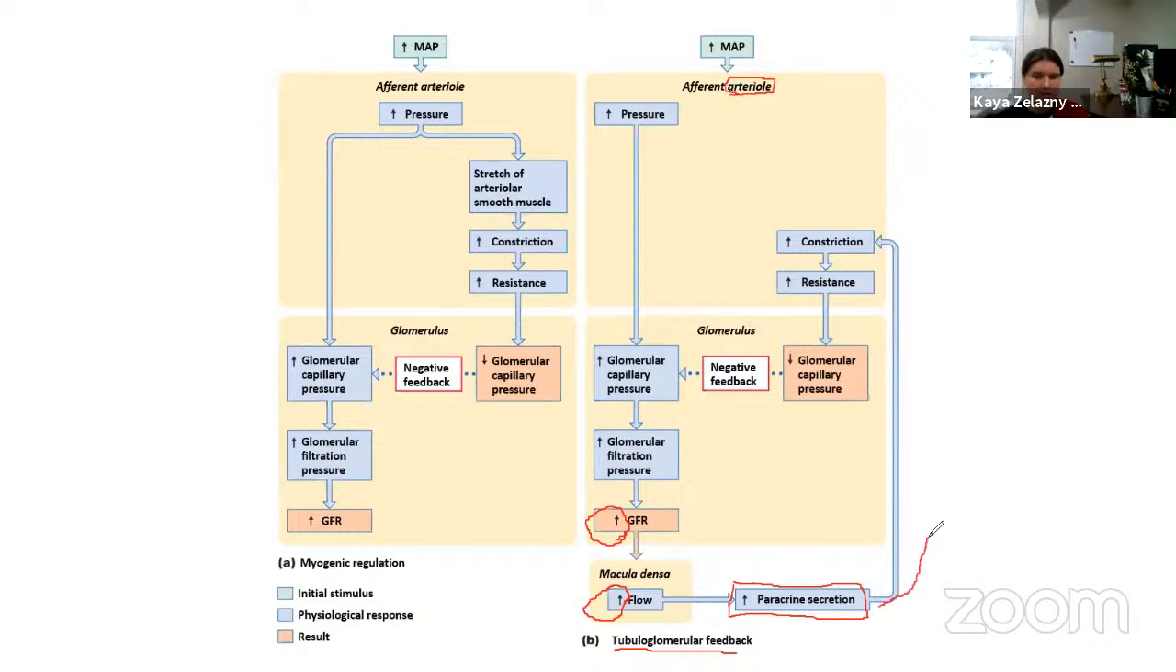So the arterioles are what's receiving that signal. That paracrine signal from the macula densa cells in the distal tubule tells the arteriole to constrict, tells us to increase resistance, and we can see that this is the same. We're having the same effect, we just have a different factor telling us to increase the resistance, thereby decreasing glomerular capillary hydrostatic pressure, thereby lowering our filtration pressure, lowering our GFR, which then turns off the signal at the end. As we lower the GFR, the flow later in the tubules is going down. So now we don't secrete this paracrine signal anymore.